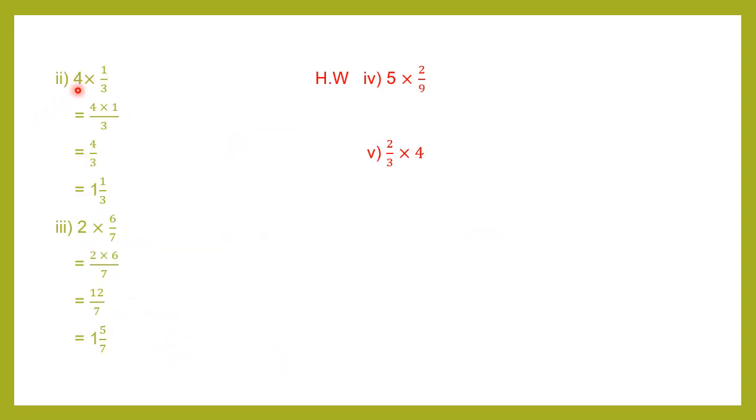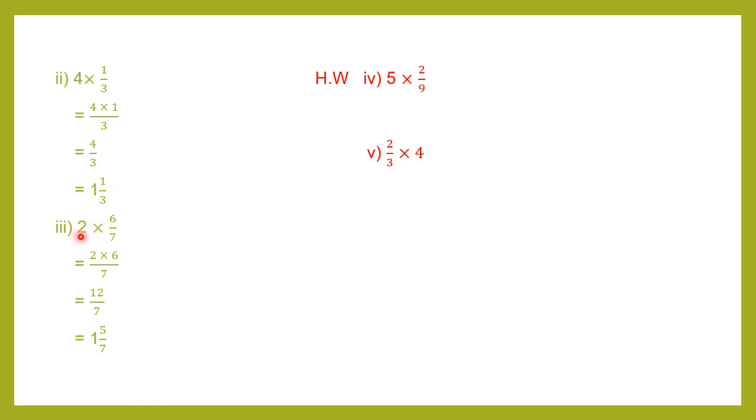Question number 2. 4 multiplied by 1 by 3. Again, one whole number and one is a fraction. So first multiply the numerator and whole number. So 4 ones are 4, divided by, write the denominator same, that is 3. Now you can convert yourself. It's an improper fraction. So divide 4 by 3, you will get 1 1 by 3. So that work you have to do yourself.